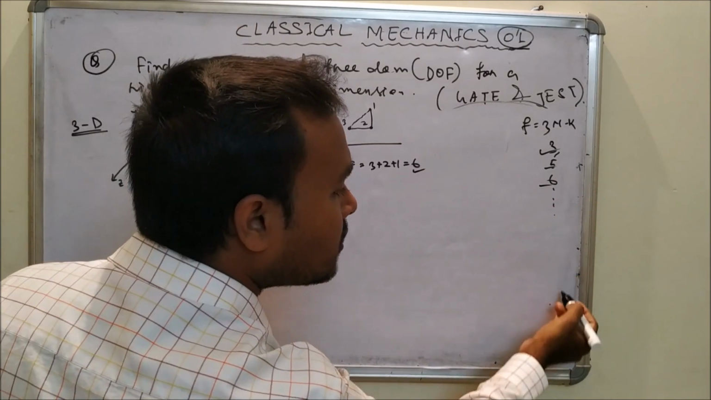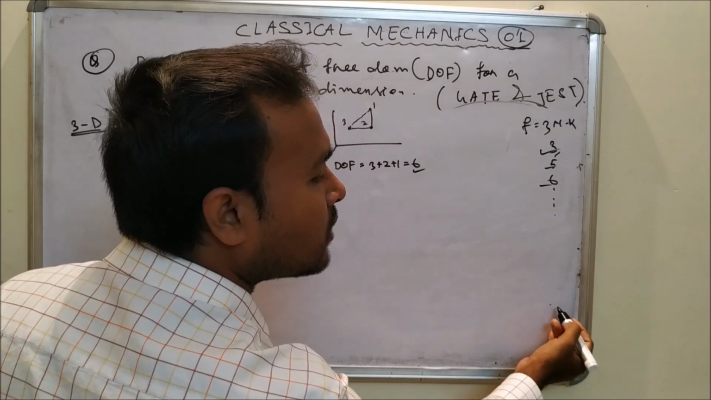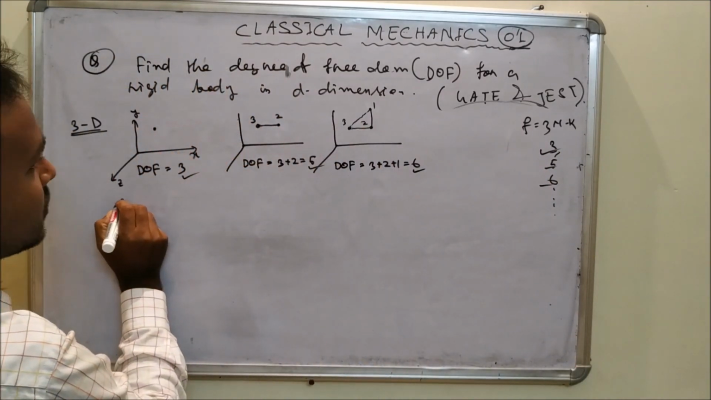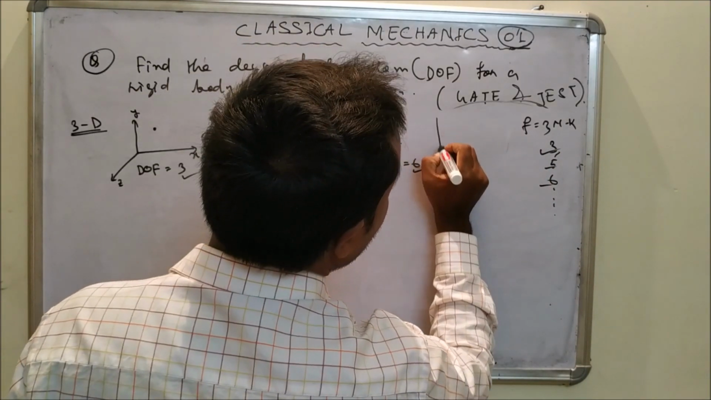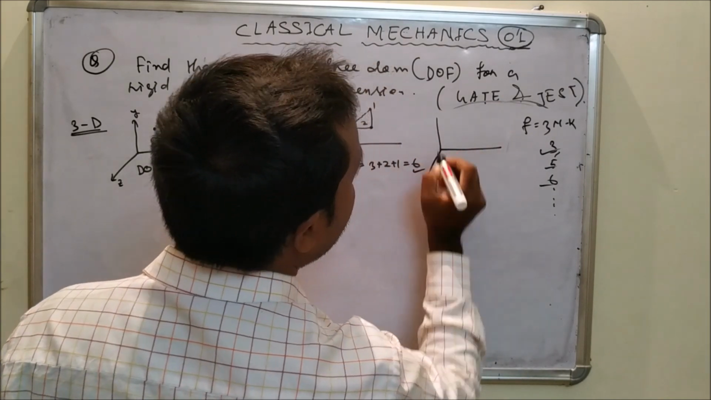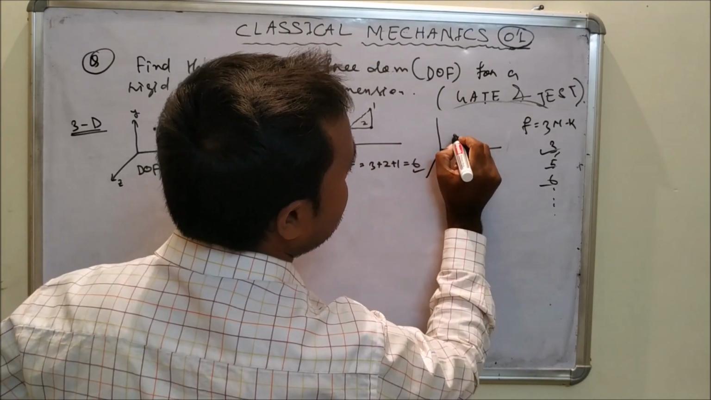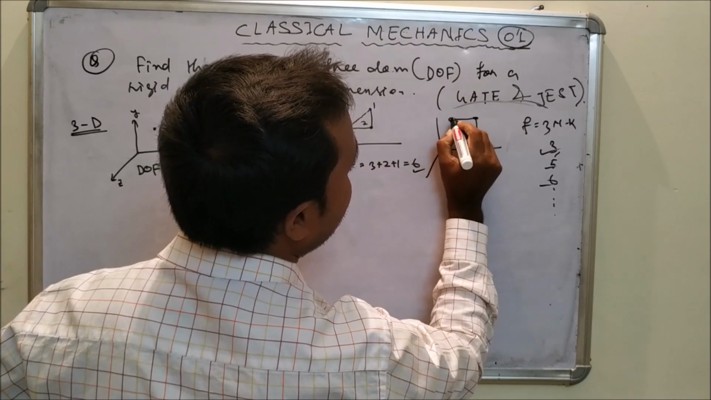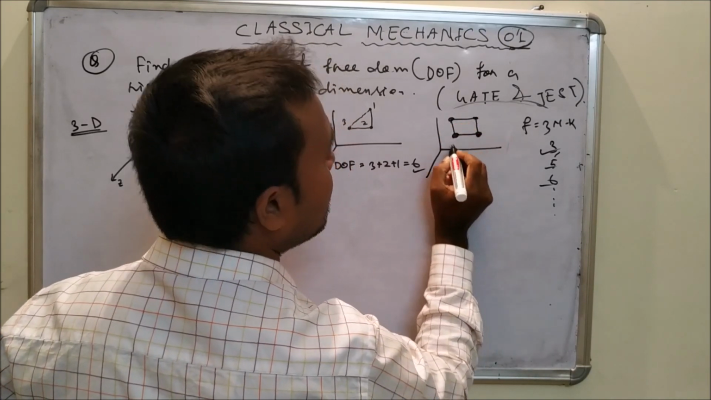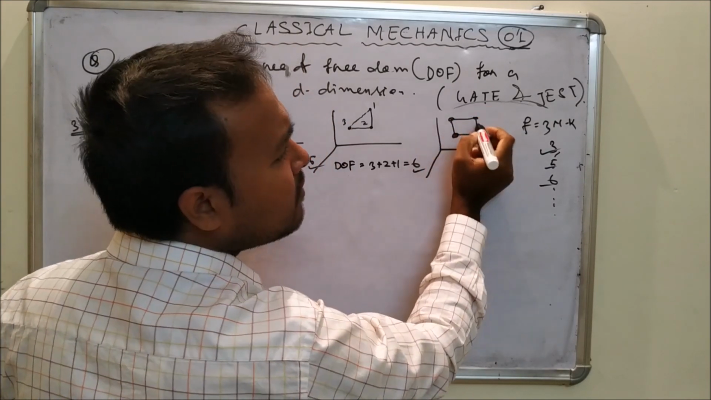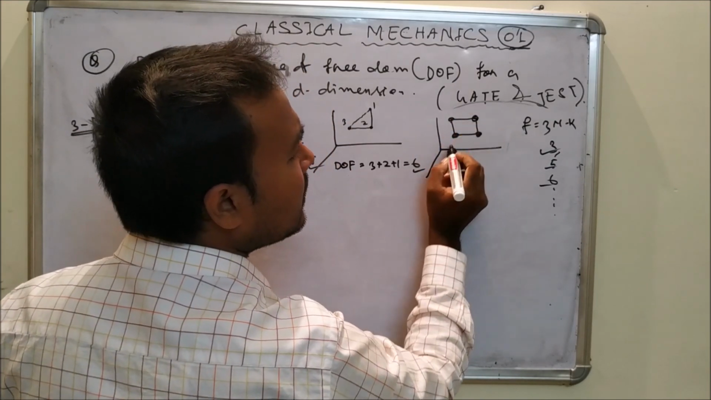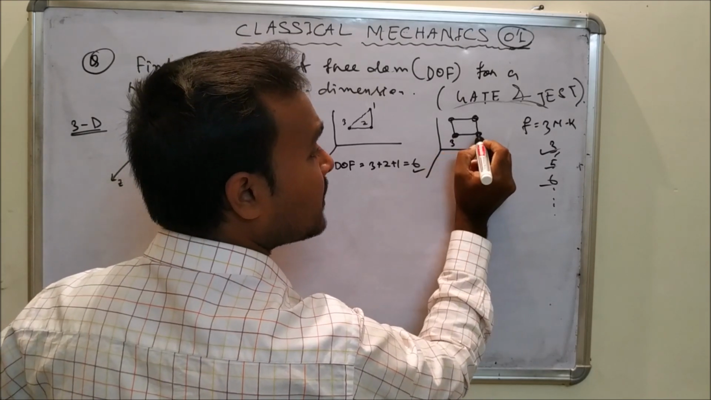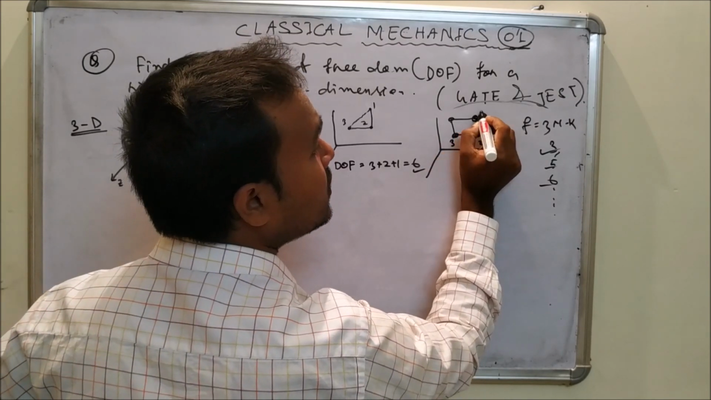Now here we could not find out the degree of freedom for the fourth particle, right? That was very hard. But here we can find. Let us see that. Again in 3D, for the first particle, take the particles like this. You can choose any one particle as the first particle. For the first particle, the individual degree of freedom was 3. For the second particle, it was 2. For the third particle, it was 1.